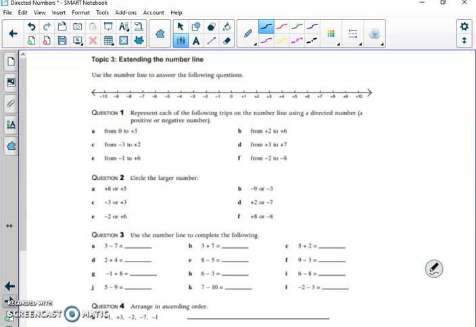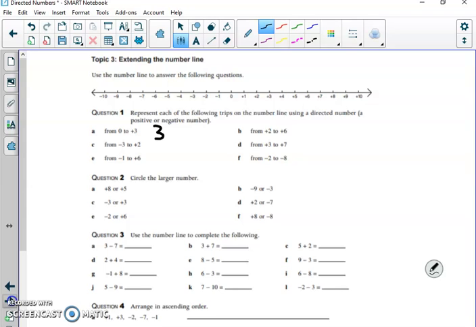Next page, topic 3. Question 1: represent each of the following trips on the number line using a directed number, a positive or a negative number. So it's saying from 0 to plus 3, how far in between are each of these? We can see that this is 3 places in between. We can also tell that just by, because 0 to 3, that's almost like rote memory for us.